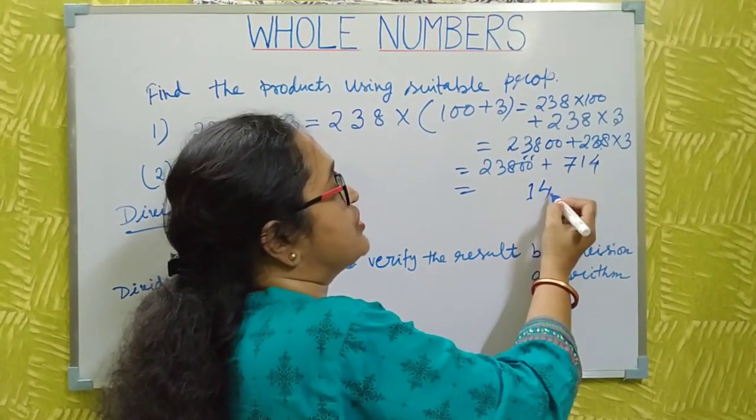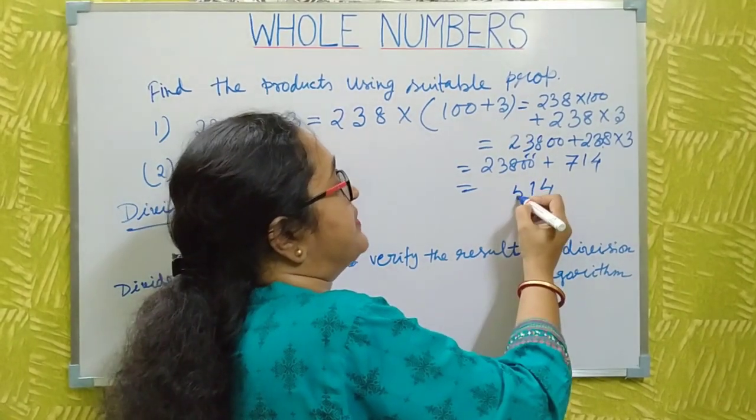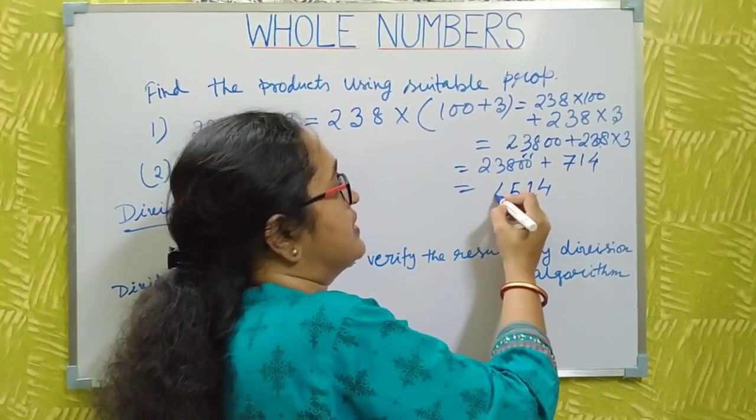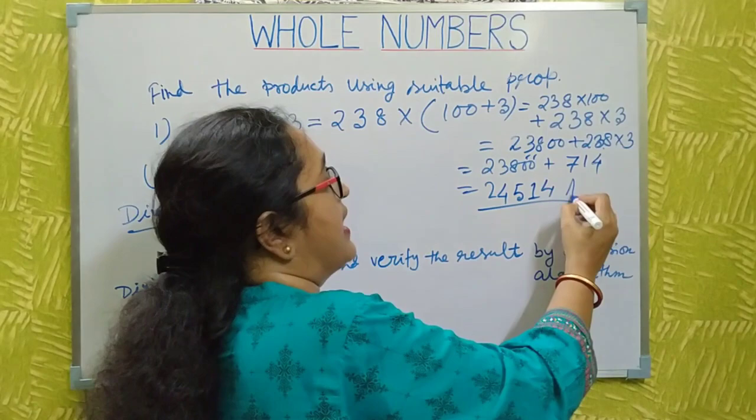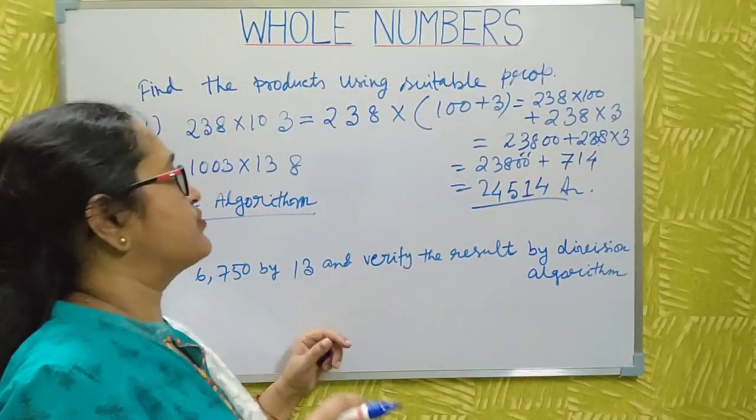Here you just put here, and 7 plus 8. 7 plus 8 is 15 and 1 carry also. Then 4 and 2. This is the answer using the suitable properties. This is the property with distributive property.